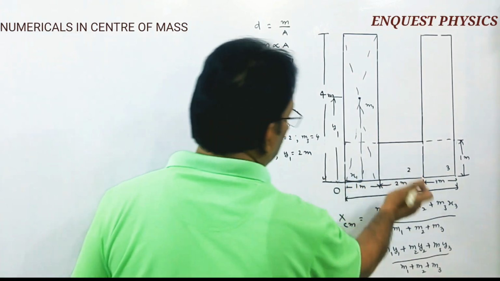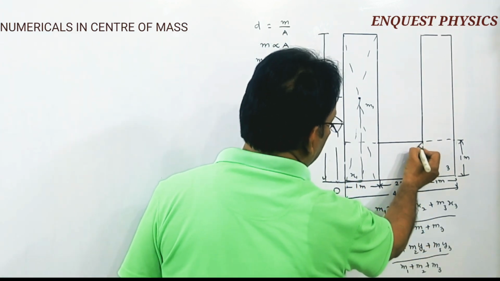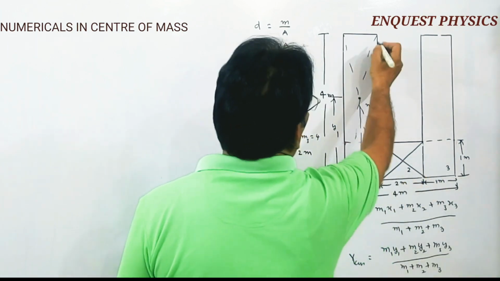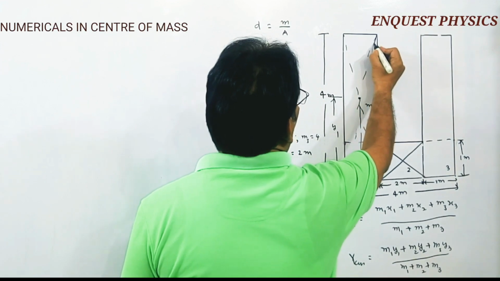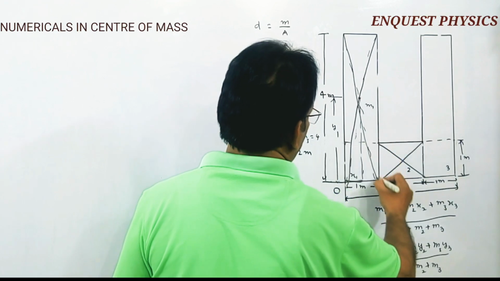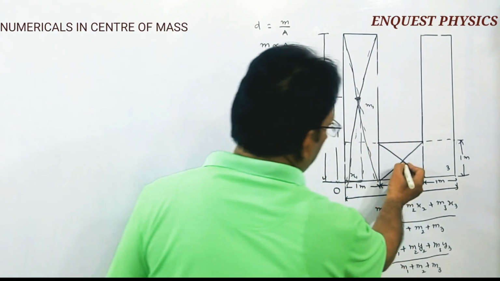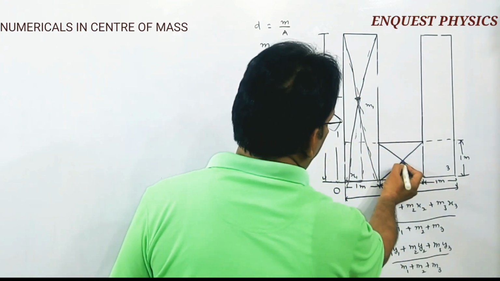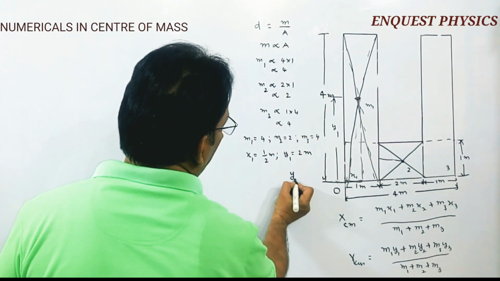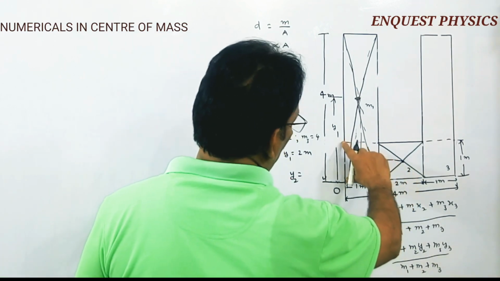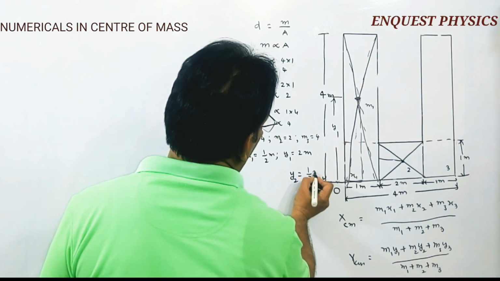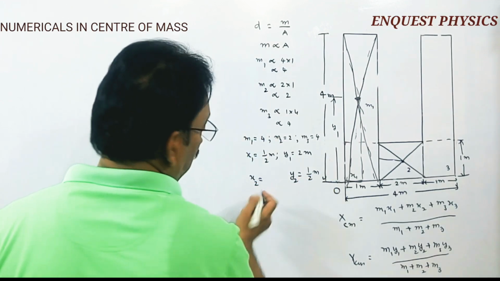Similarly, we have to go with this and locate its geometrical center. Here I have to do the same thing. In this way, I have to locate. This is a geometrical center. Here also it is a geometrical center. Obviously, if you say it is y2, y2 is equal to, the total height is 1, so it is equal to 1 by 2 meter. And we need to find the x2.